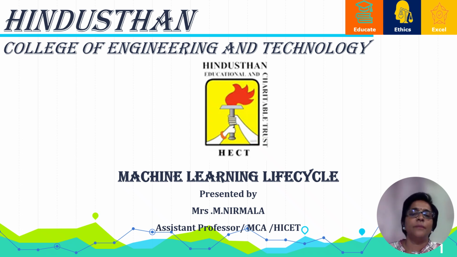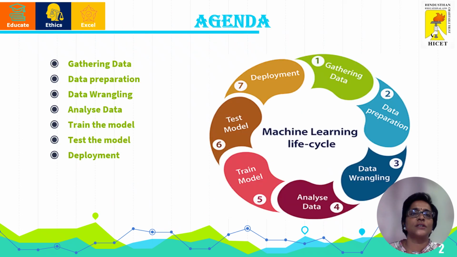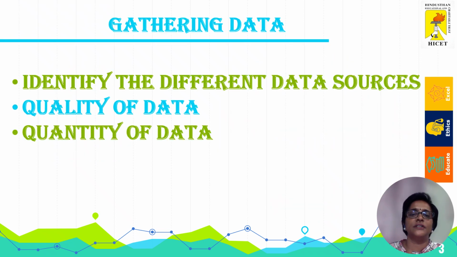Here we are presenting a small introduction about the machine learning lifecycle process. And the agenda goes like this. The various steps involved in the machine learning lifecycle are gathering data, data preparation, data wrangling, analyzing the data, training the model, testing the model, and the last step is the deployment.